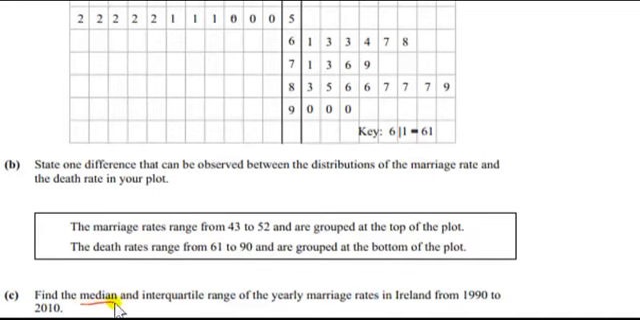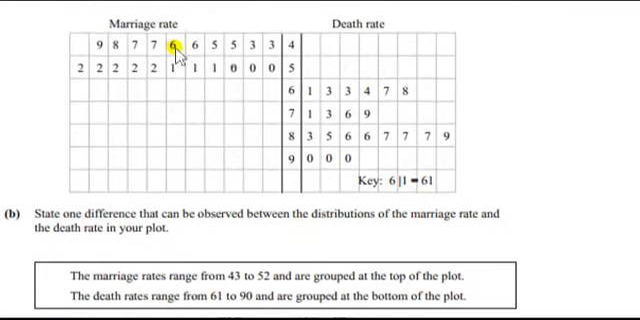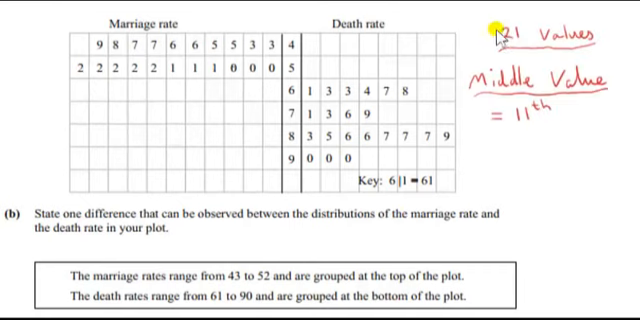Next we will get the median and interquartile range of the yearly marriage rates. To get the median, we will start by getting the total number of values. So we have 1, 2, 3, 4, 5, 6, 7, 8, 9, 10 values here, and we have another 11 values here, so that's 21 values in total. Now 21 is an odd number, so the median is the 11th value.